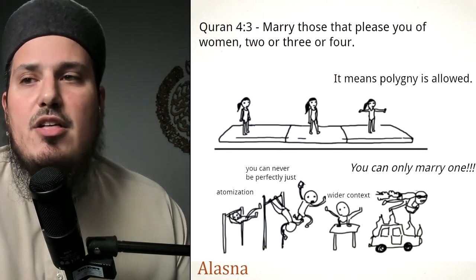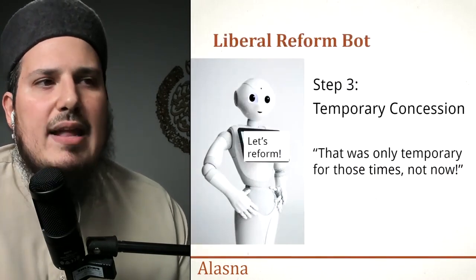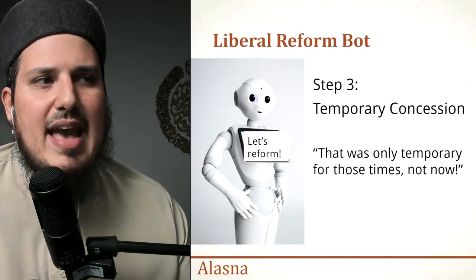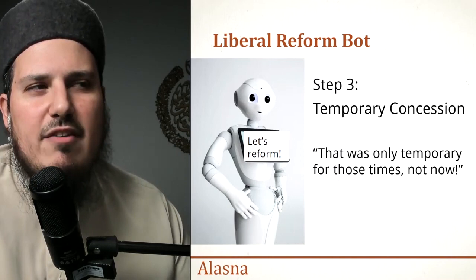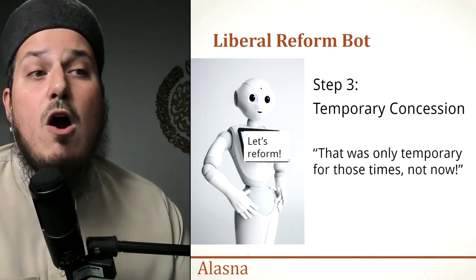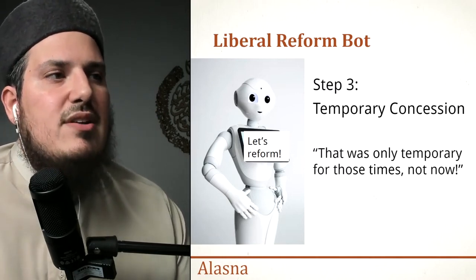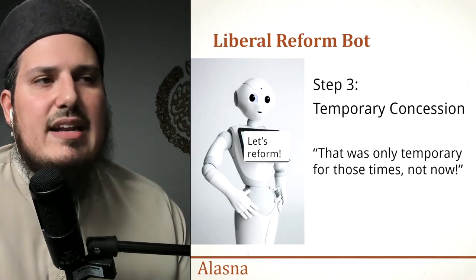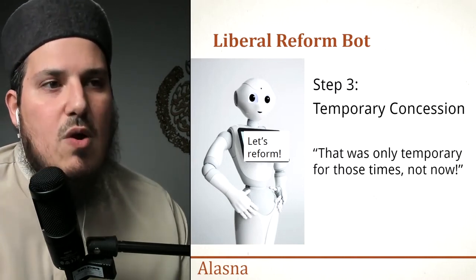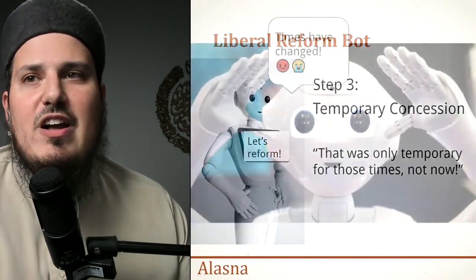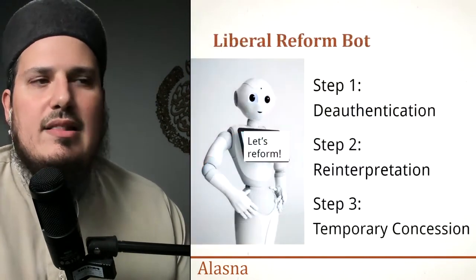So the bot moves to step three, temporary concession. The bot is programmed to say, fine, polygyny is something authentic, and it was practiced in the time of the Prophet ﷺ, but this was only a temporary thing for those times, in that context. In our times, in our context, polygyny is unacceptable. And if we really focus on the message of the Quran, we'll see that it's all about gender equality and giving women their rights. That's the core message of the Quran. So clearly, Islam wanted to eventually ban polygamy. So this is the three-step liberal program.